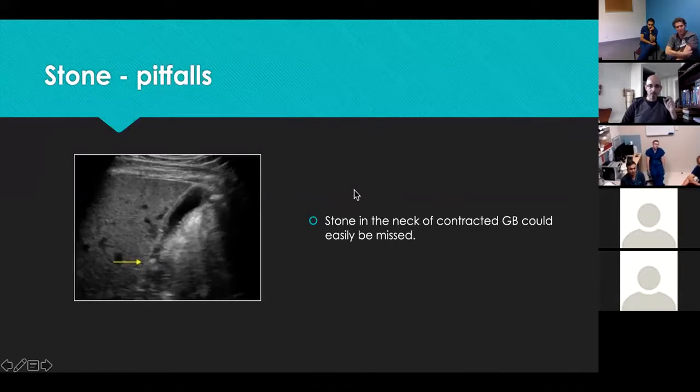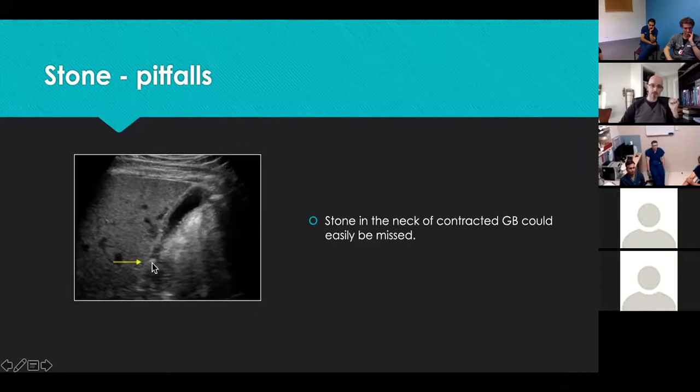The other very common pitfall for the stone is a stone which is lodged in the gallbladder neck, and it's very common to not see it because it just goes among all of that bowel gas. So it's very easy to miss that stone there. Again, one thing that we can do is to put this in the middle of the screen by increasing the depth and putting the focus at the level of the gallbladder neck, hoping that if there is a stone there, it's big enough to cause a shadow. And when you see that shadow, then you can recognize it.